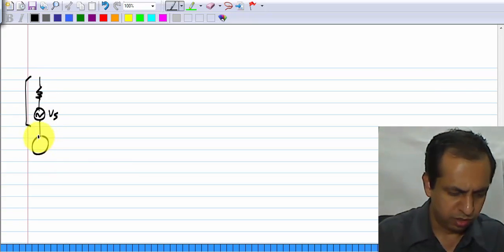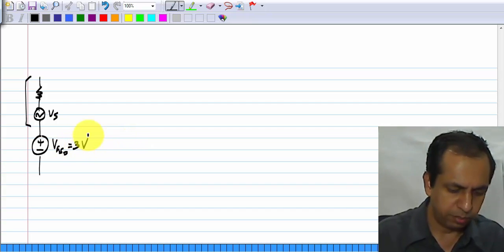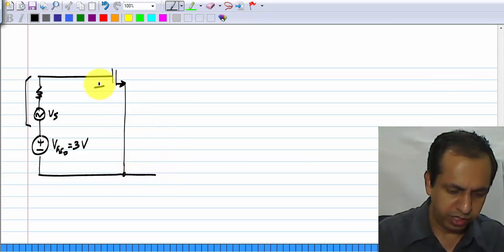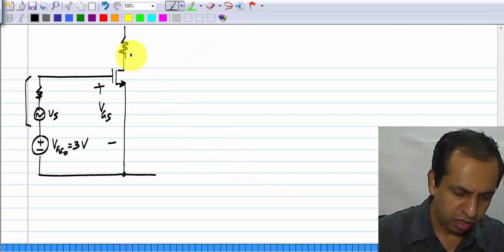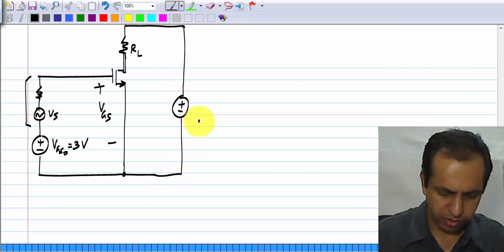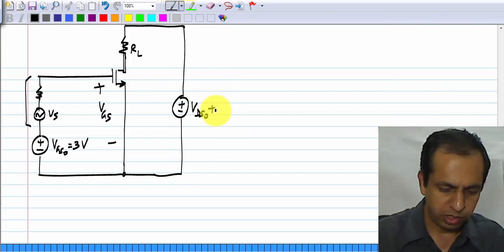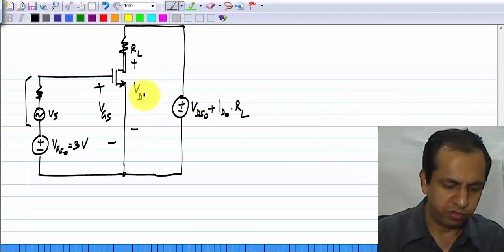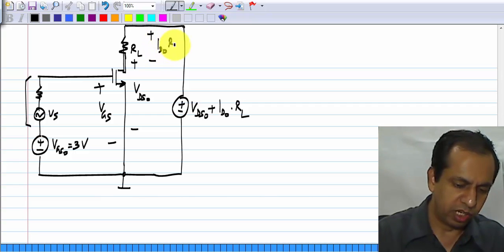the signal source here in series with the source to set up the operating point voltage between gate and source. In our numerical example, it was 3 volts, and this appears across the gate and source of the MOS transistor. Okay. And on the drain side, we have the load resistance in series with the drain, and we have to have a bias voltage which is VDS0 plus the operating point current times RL. This sets up an operating point of VDS0 between the drain and source of the MOS transistor and a DC voltage drop of ID0 RL across RL.